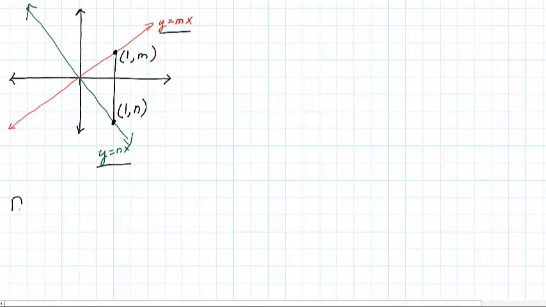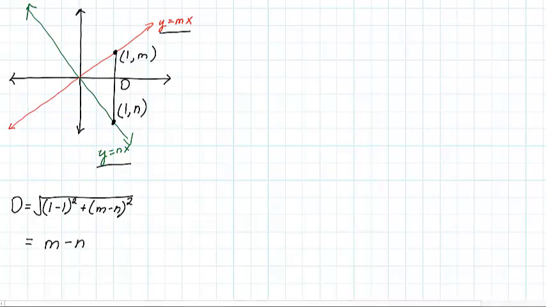So I'll label this d, and d is equal to the square root of x2 minus x1, which is just 1 minus 1 here, squared, plus y2 minus y1, which is m minus n squared. And that's going to simplify to m minus n.